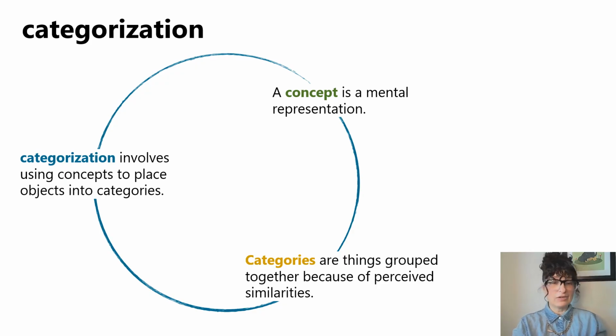And then finally, categorization involves using concepts to place objects into categories. So we're going to look at how we form concepts, how we categorize things, and how categories get formed.